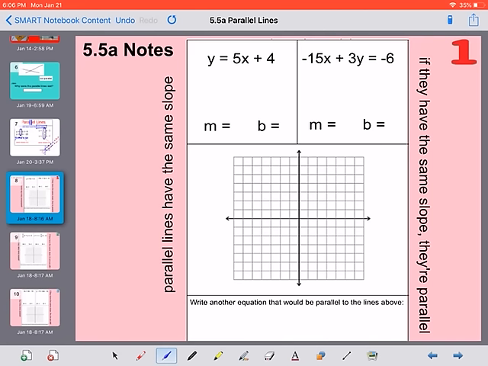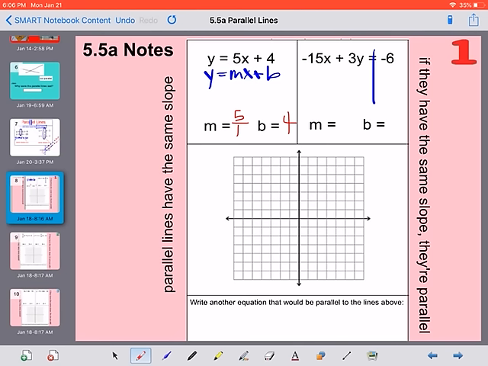So let's take a look at a couple equations. Some of them are going to be solved for y already, like this first one. It's already in the form y equals mx plus b, but this second one we're going to have to solve. So in this first one, m is 5, or as a fraction, 5 over 1, and b is 4.